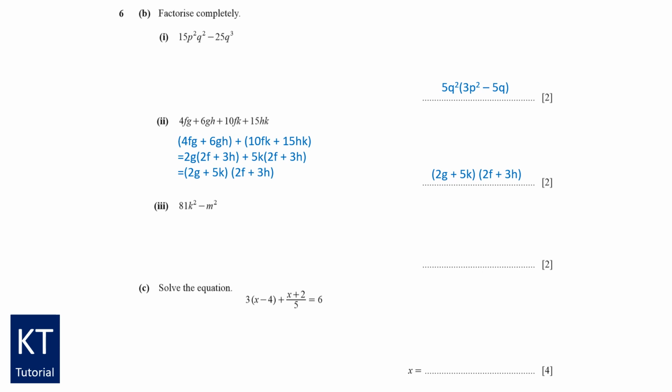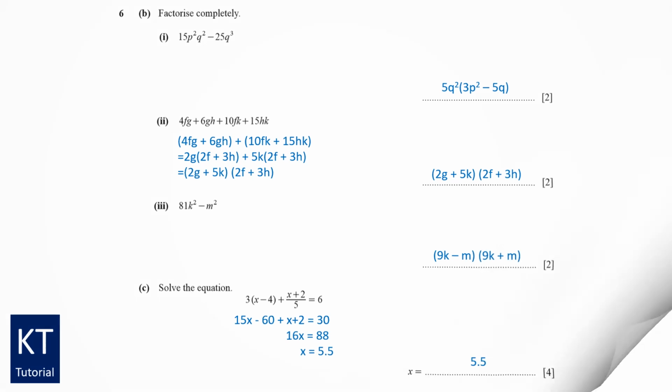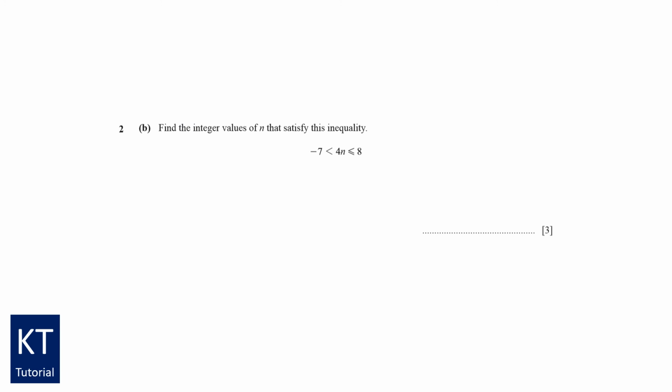Next, factorize completely the third expression. This is a variation of x squared minus y squared being a product of x minus y and x plus y. Next, solve the stated equation. By doing the math, x is 5.5. Question 2b. Find the integer values of n that satisfy this stated inequality. For such a question, you would scale the 4n to being n to ease in identifying the answer.